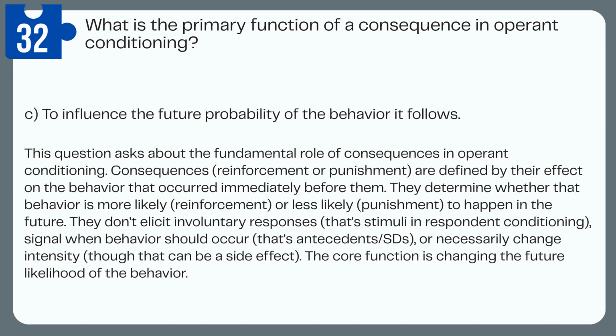Answer: C. To influence the future probability of the behavior it follows. This question asks about the fundamental role of consequences in operant conditioning. Consequences, reinforcement or punishment, are defined by their effect on the behavior that occurred immediately before them. They determine whether that behavior is more likely, reinforcement, or less likely, punishment, to happen in the future.